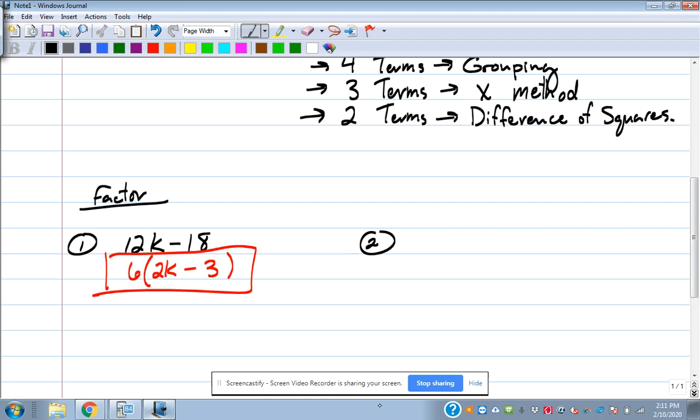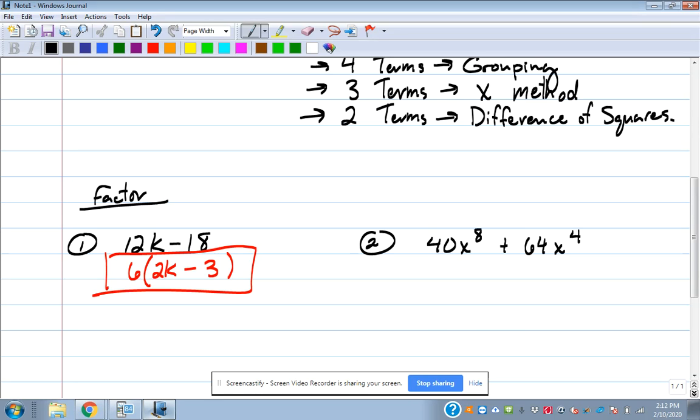Let's go a little bit bigger. 40x to the 8th plus 64x to the 4th. Let's go bigger. Go big or go home, I say. That's a pretty big one. Is it in the right order? Yeah, x to the 8th is first, and then x to the 4th. So that's biggest and then smallest. That's the right order. So the next thing to look for is a GCF.